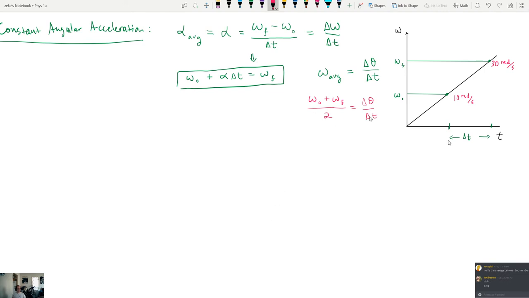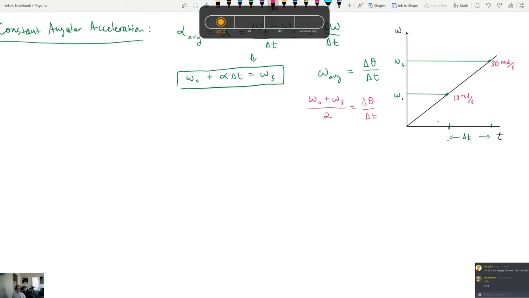And this will be true regardless of what the time interval is. It could be 20 seconds, it could be 100 seconds, it could be a year, it doesn't matter. This would still be the average speed. Now, this only works because we're talking about constant angular acceleration. It only works because this is a straight line, right? That's the only reason it works. If the object's motion was something like this, it might not be so simple.